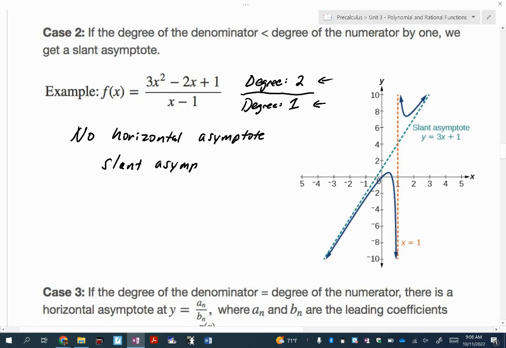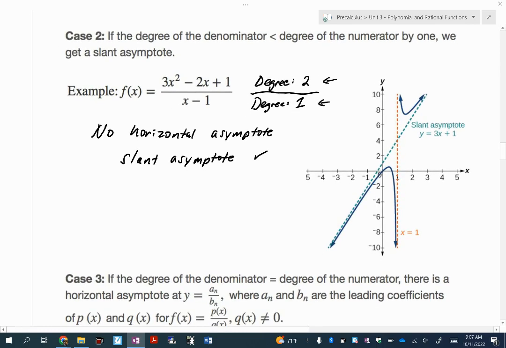So this won't always be the case. I'll repeat that. If the degree of your numerator is greater than the degree of the denominator by exactly 1, then you do have what is called a slant asymptote. So in this case, we do have a slant asymptote. The way you find this is to do division.